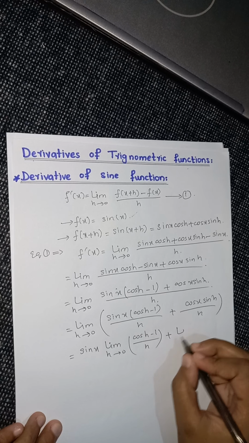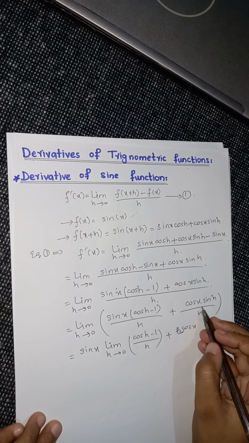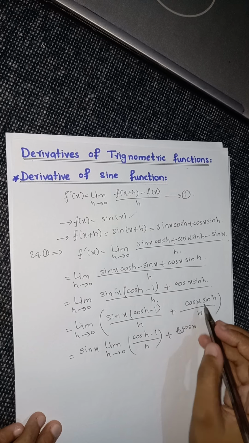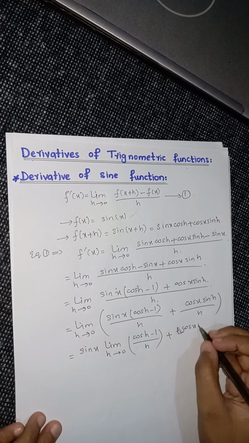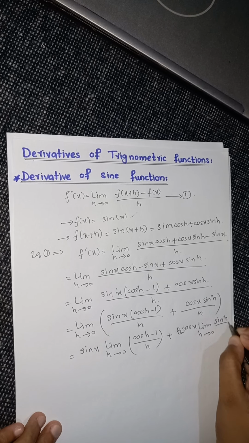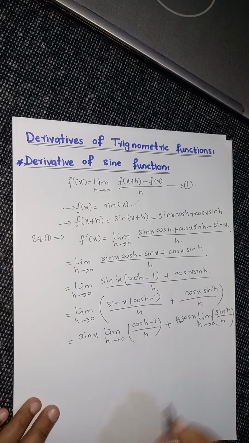Plus, in the similar way, we take here cos x as common, because the limit is about h, not x, so it is treated as a constant, and we apply the limit h approaches to 0 of sin h over h, and this is the value we get.